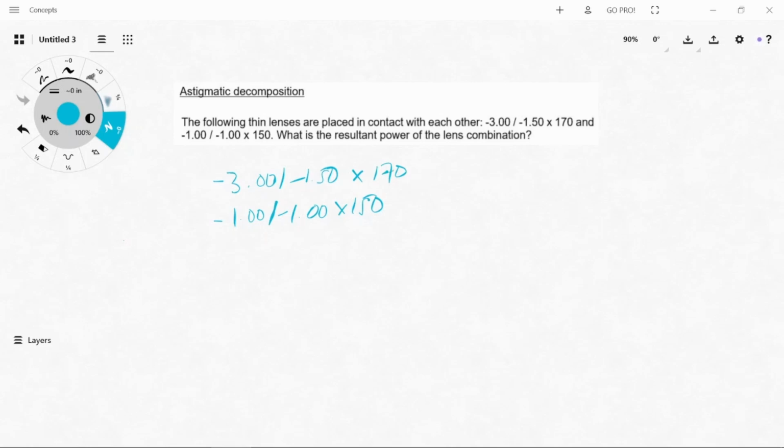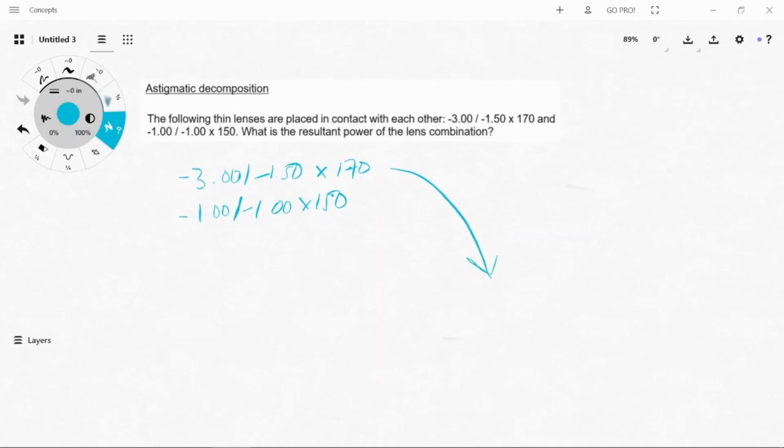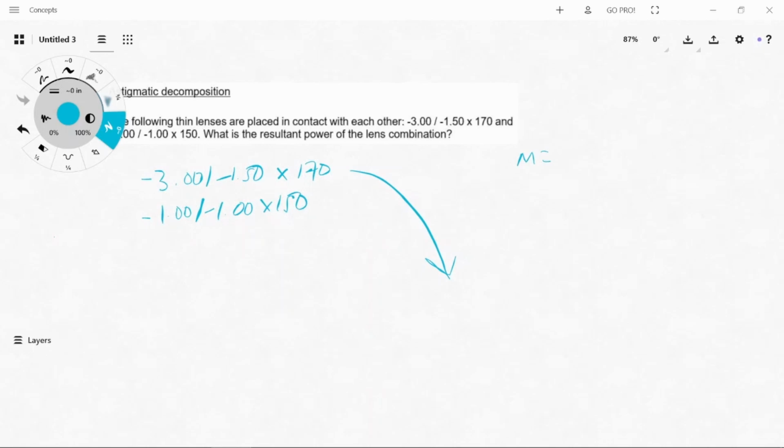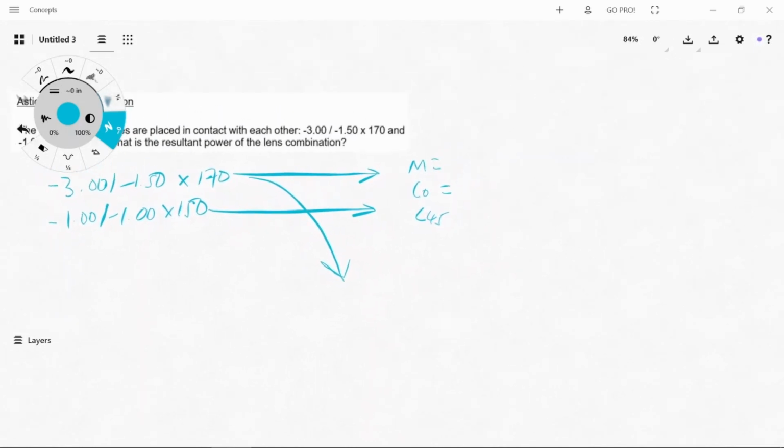So this is what we currently have, and if we just look at the first prescription just here, -3, -1.50 at 170, what we need is three components. So we're going to start off by working out what M equals, what C0 equals, and what C45 equals. We have to do that for the first prescription and also the second prescription. Just to explain what M means, M is literally just the mean sphere. That's just sphere plus half the cylinder.